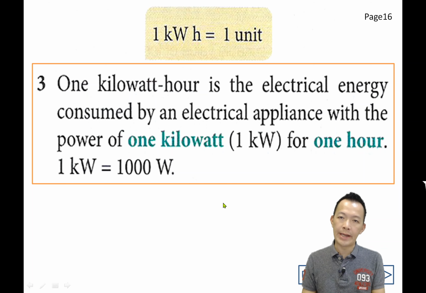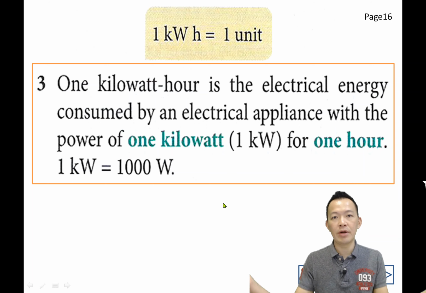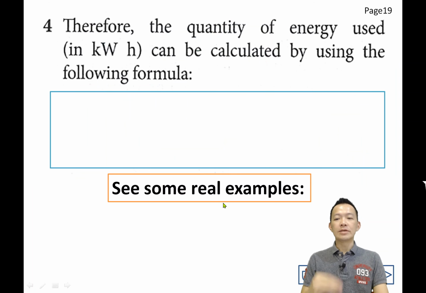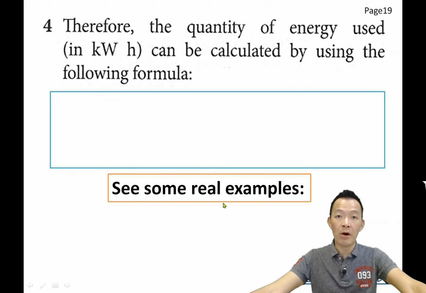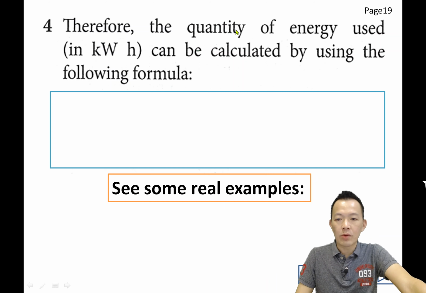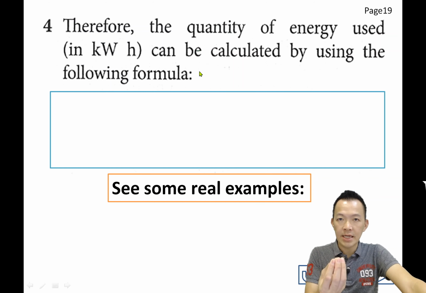Okay, but still not understand. Never mind. Because not only you not understand, everybody not understand, but finally you are the only one who understands. Why? Follow me. Okay, 跟着我. So now turn to page number 19. We jump for a while. 我们跳一下. Page number 19. So therefore, the quantity of energy used can be calculated by using the following formula. So how to calculate the electrical energy?